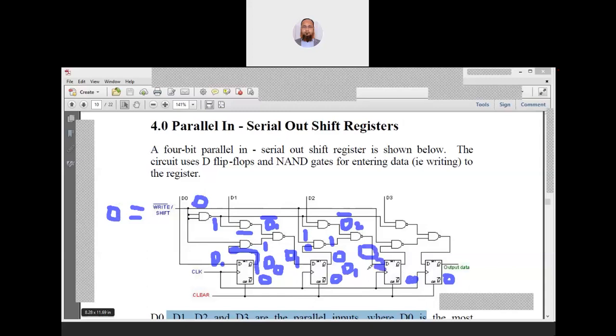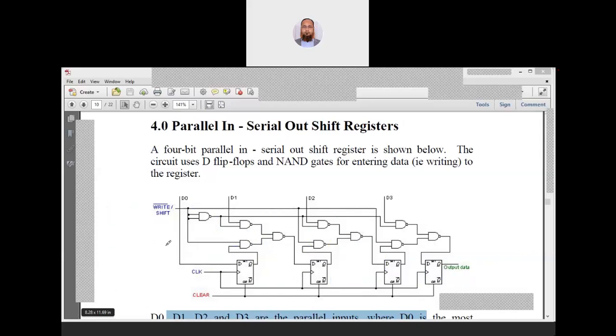Okay, so here the input is D2, and we will get the D2 here. Similarly, you can evaluate this and we will get the similar data. So this is how we are writing this. Now, if we have understood this writing operation, let's talk about the shift operation.